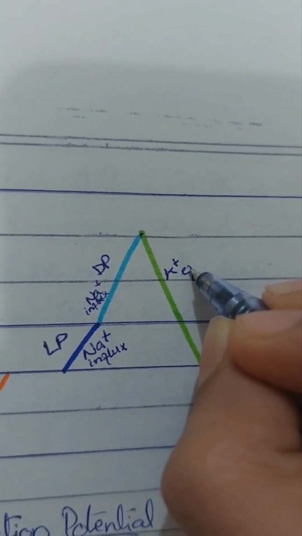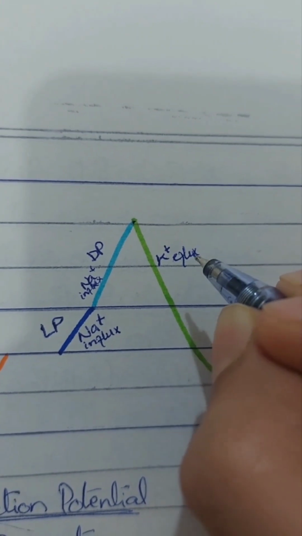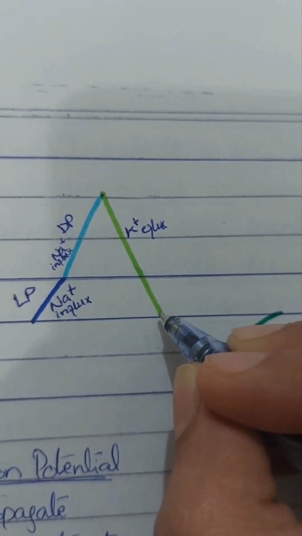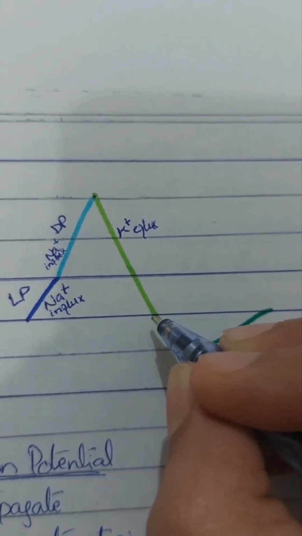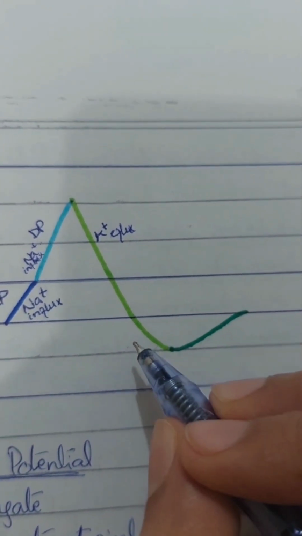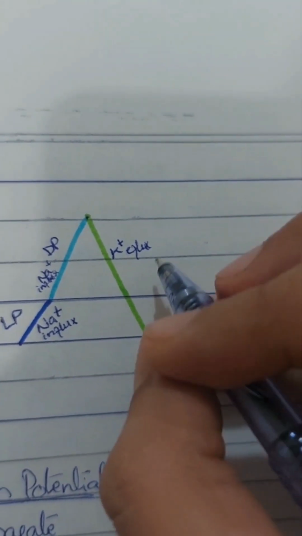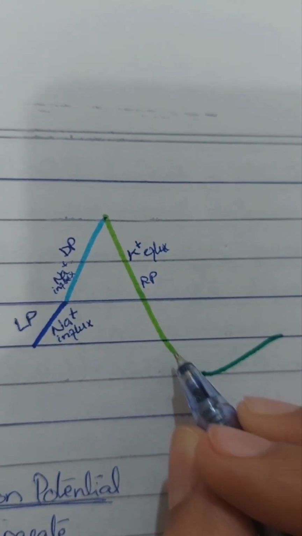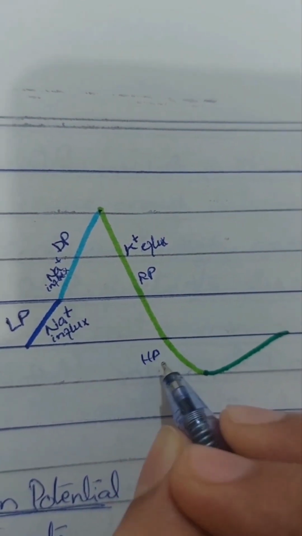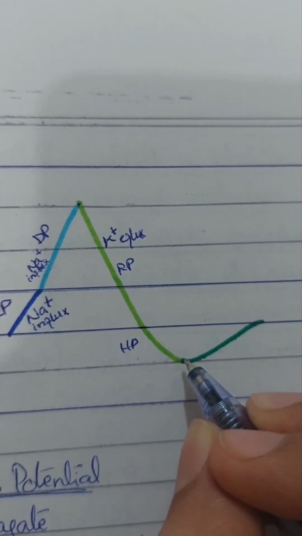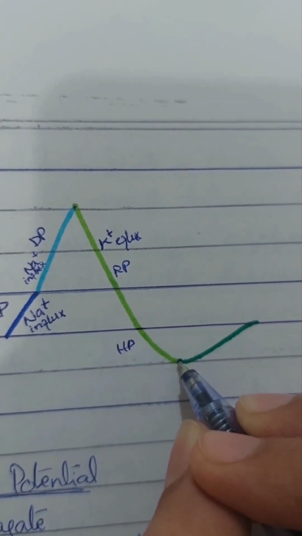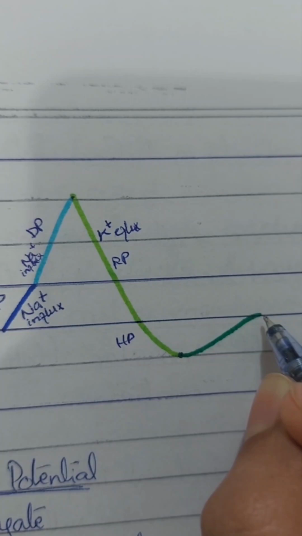starts efflux through voltage gated potassium channels, and the membrane reaches the resting membrane potential, but it cannot stop there. The voltage gated potassium channels are sluggish. This is repolarization, and when the membrane exceeds the resting membrane potential, it is hyperpolarization. And then when the voltage gated potassium channels are closed, the membrane gains back its resting membrane potential.